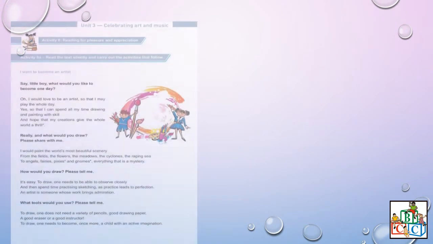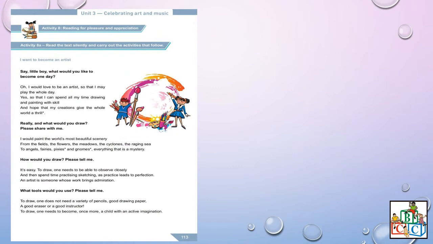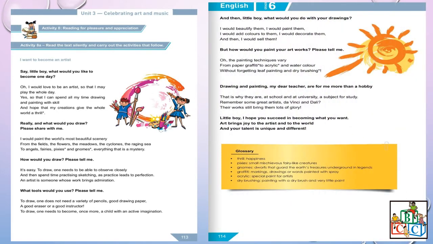Let us see on page 113. Okay, you have a passage in front of you. It is reading for pleasure and appreciation. So you have to read the text. On both pages you will see 113, 114. Okay, take a look first and then we are going to read.